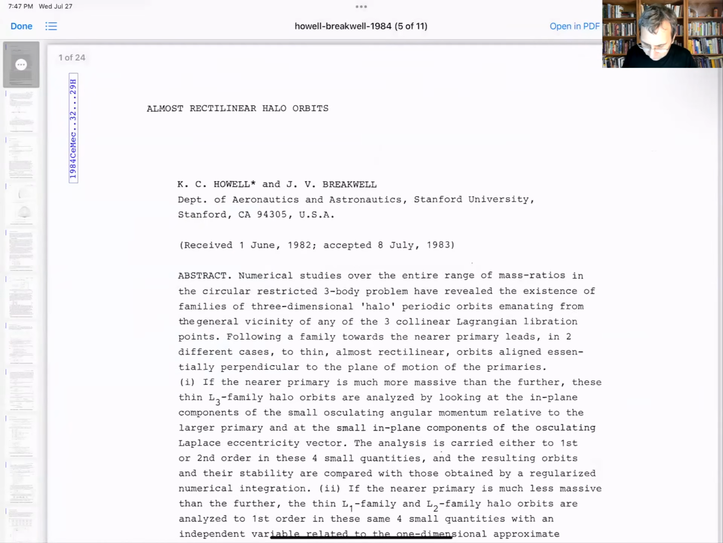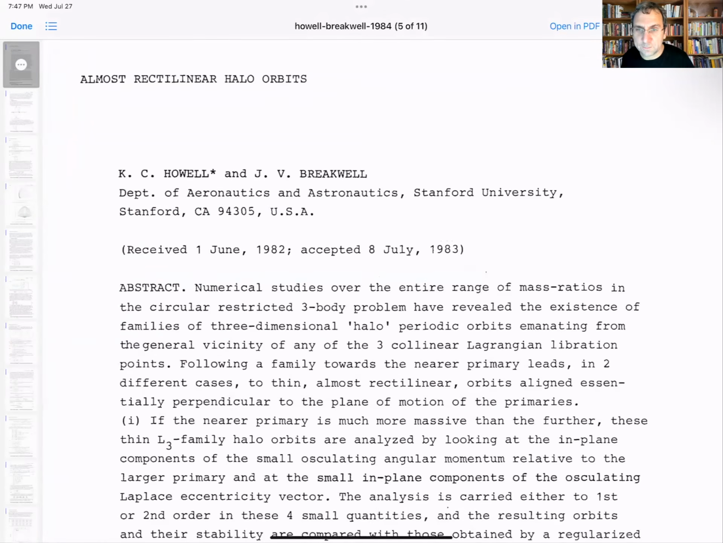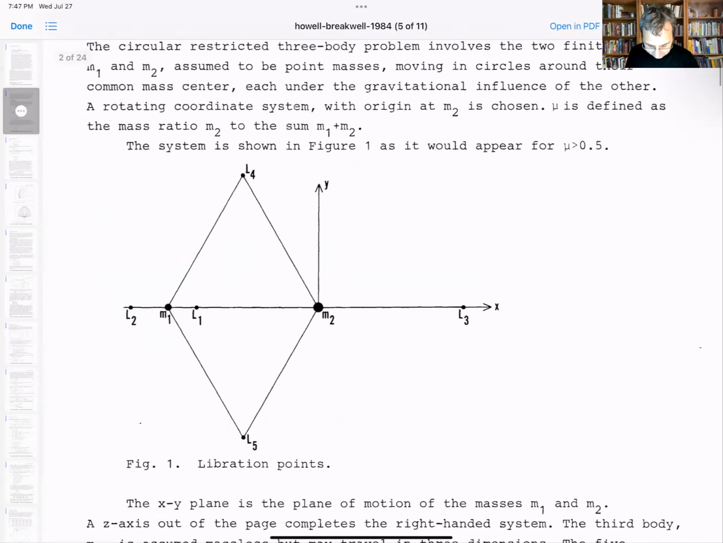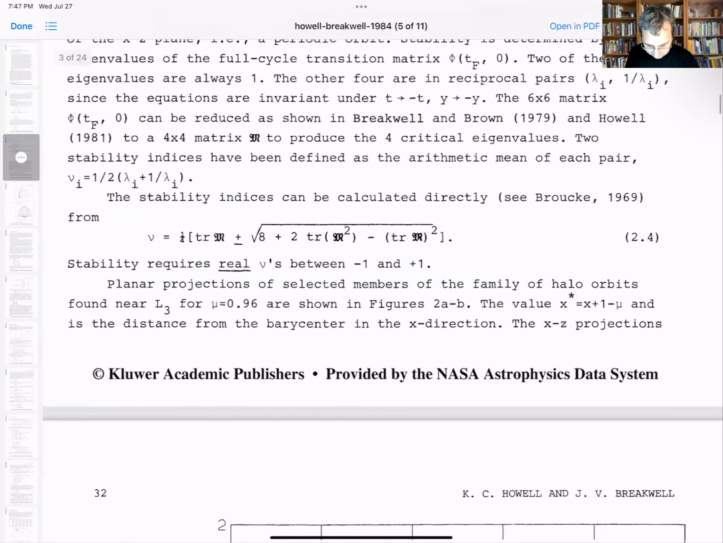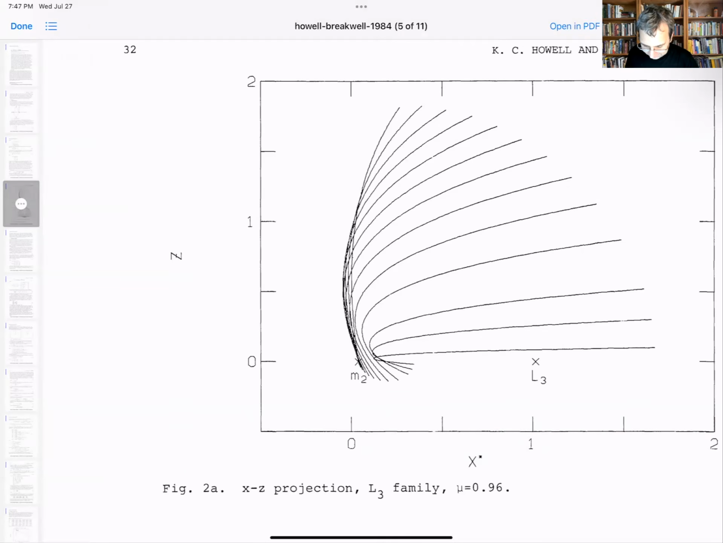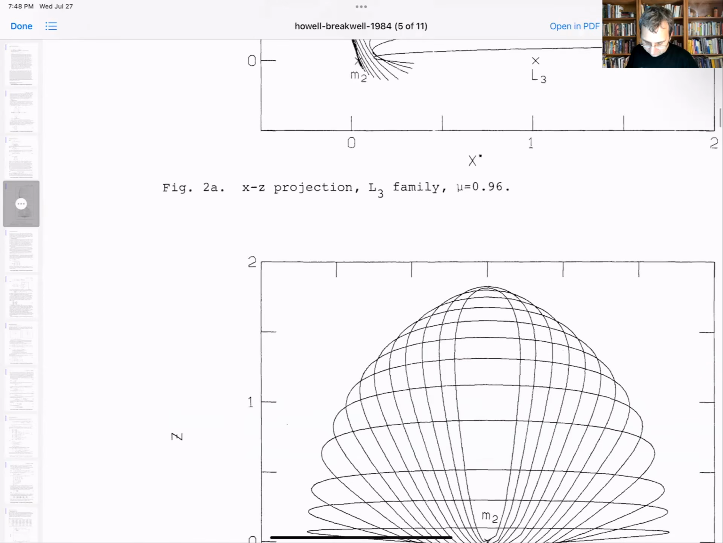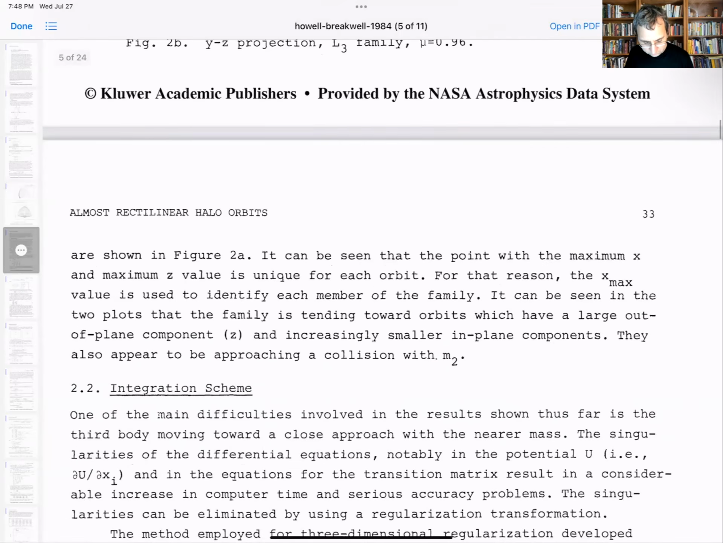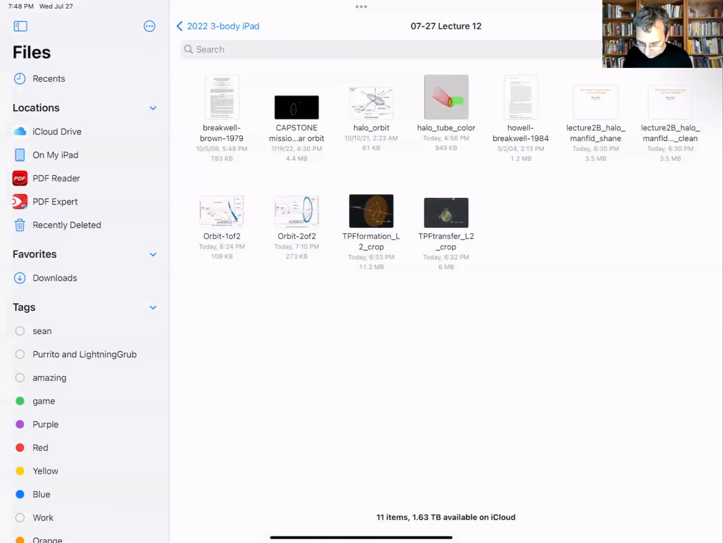A big contributor to this area now is Kathleen Howell, and I think she was a student of Breakwell. So this was a paper she had from 1984 looking at the almost rectilinear halo orbits. And you could see, people used typewriters back then. So the almost rectilinear are the ones that are almost vertical. So this is a sideways view, and you can see this is for L3, but you get something similar for L1 and L2. So you could look at those.